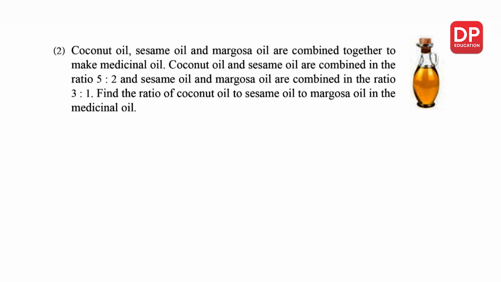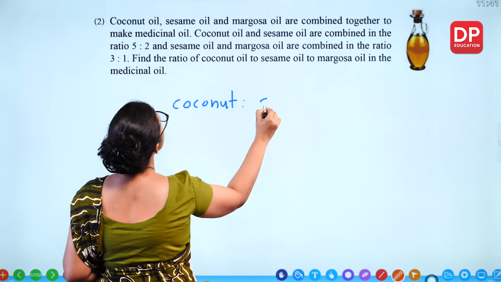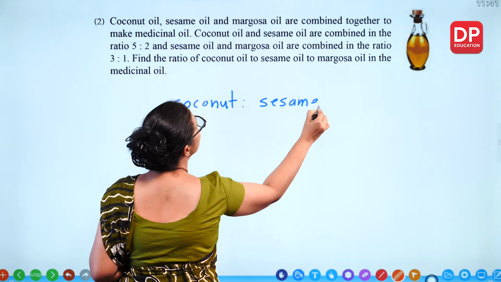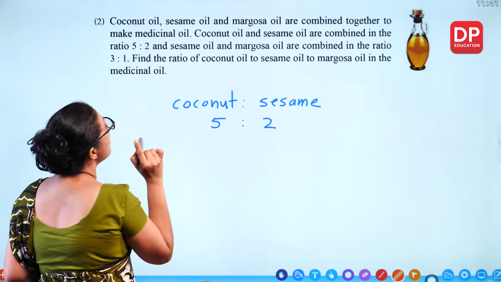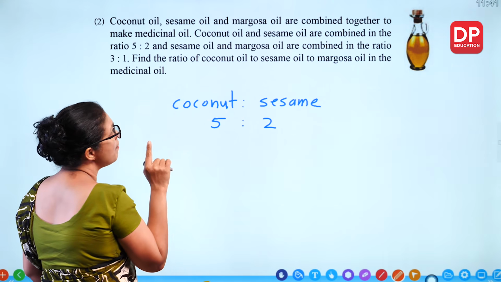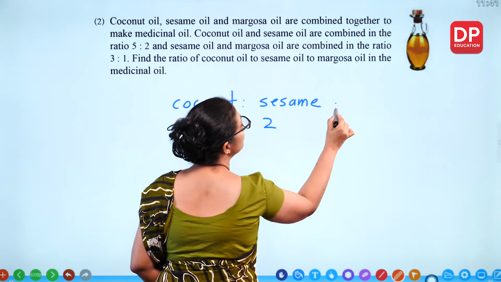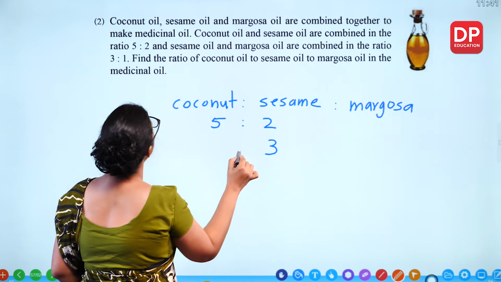Question number 2. Coconut oil, sesame oil and margosa oil are combined together to make medicinal oil. Coconut oil and sesame oil are combined in the ratio 5 to 2. So coconut oil to sesame oil, what's the ratio? 5 to 2. And sesame oil and margosa oil are combined in the ratio 3 to 1. So that's 3 to 1.